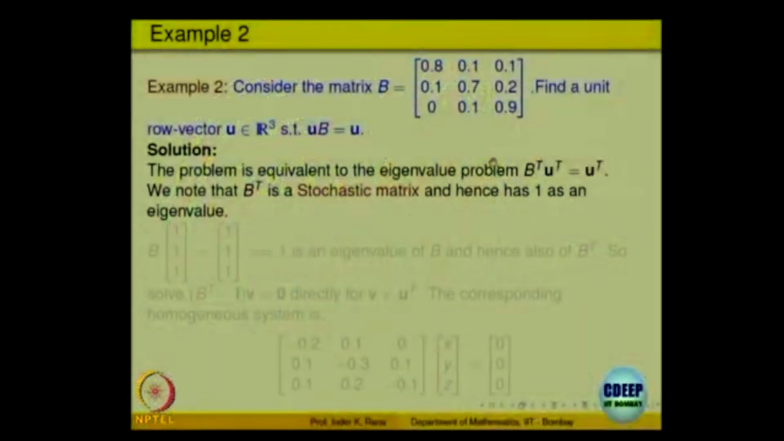So look at this matrix. Some funny looking matrix. We want to find a vector U so that U times B equals U.